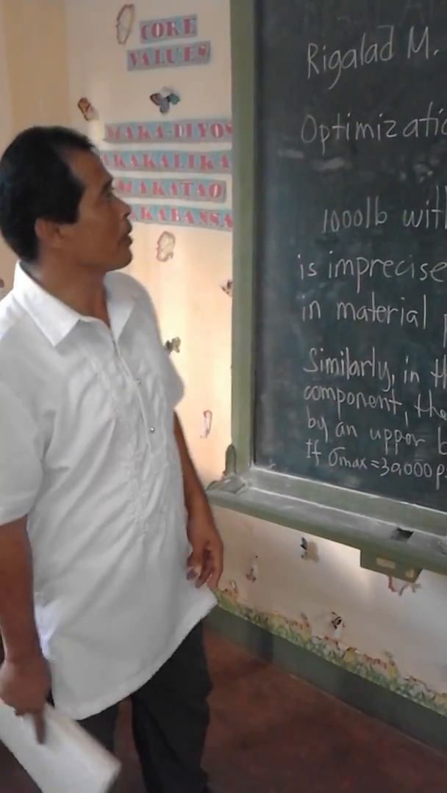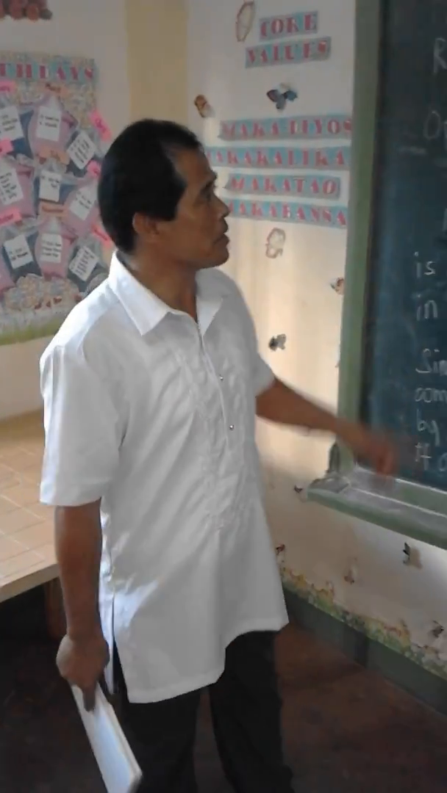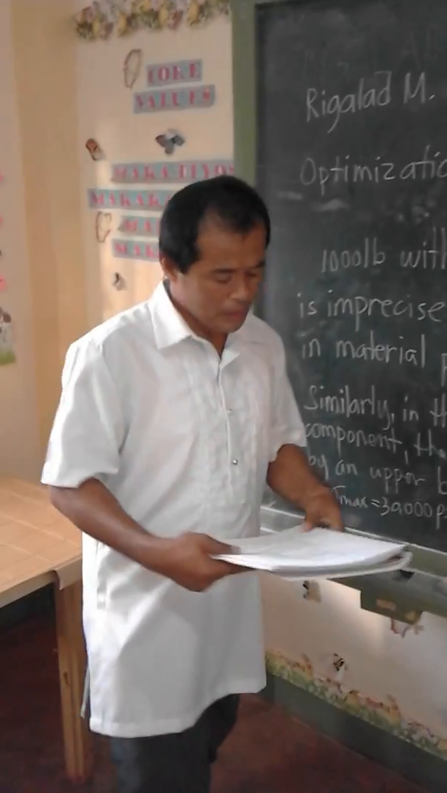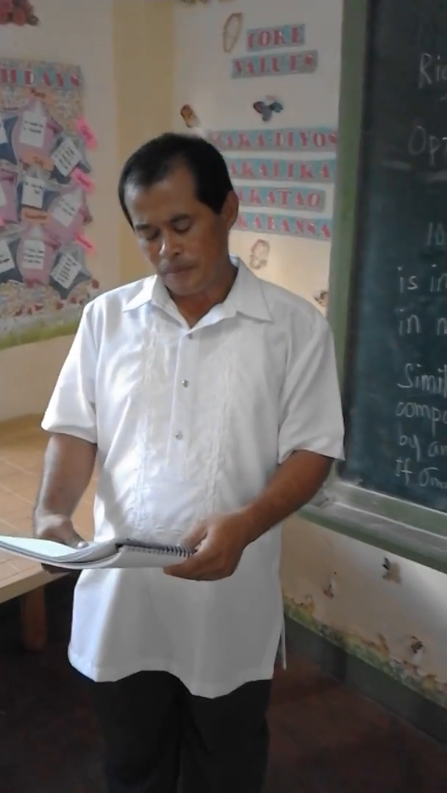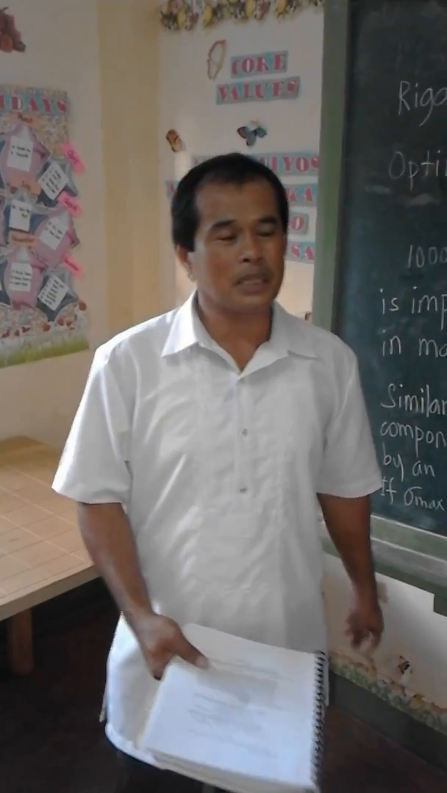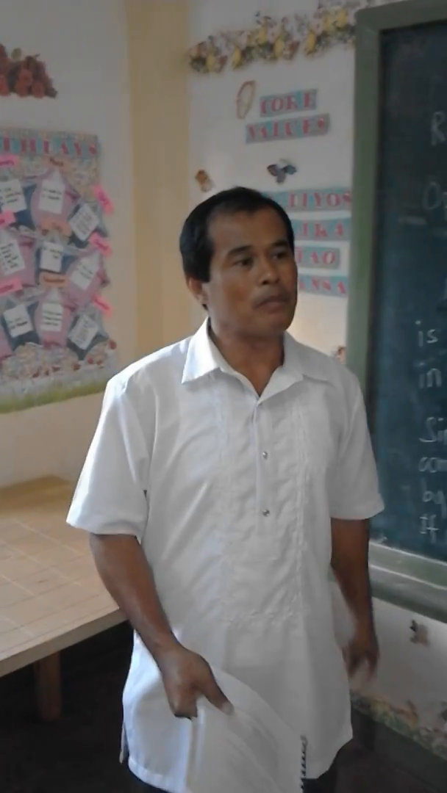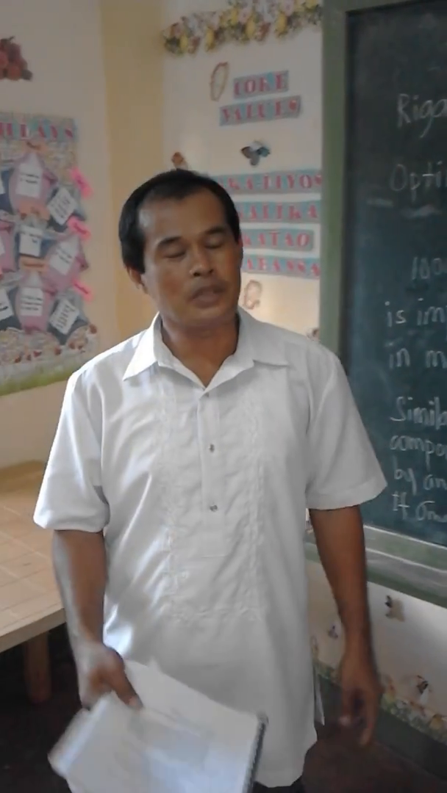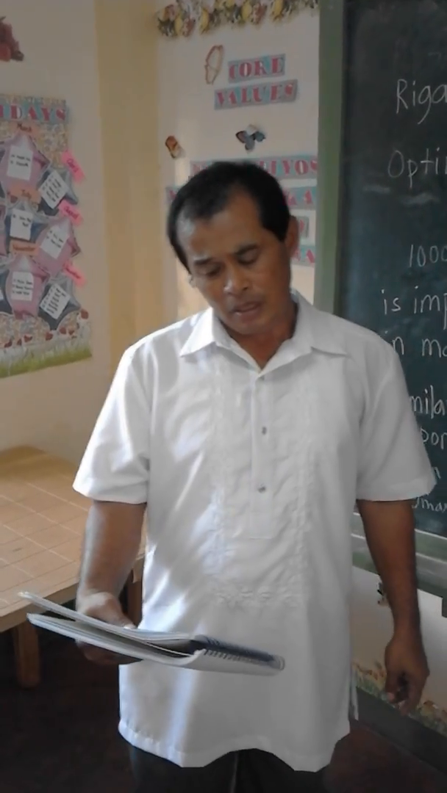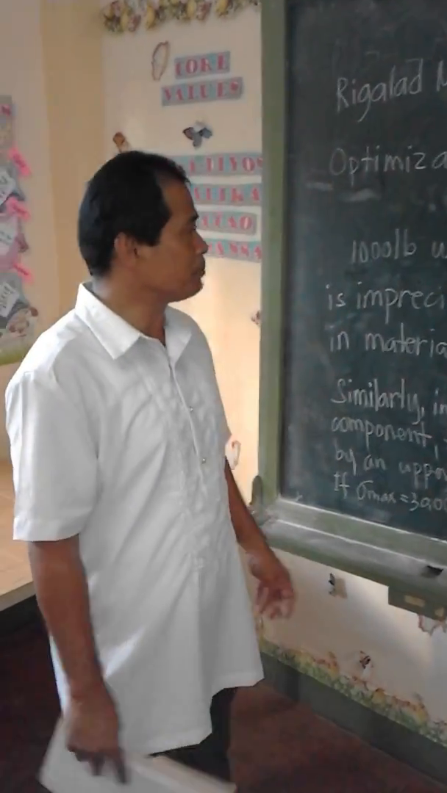This afternoon, I'm going to deliver a report which is all about the optimization of fuzzy systems. In traditional design, the optimization problem is stated in precise mathematical terms. However, in many real-world problems, the objective functions and the constraints are stated in vague and linguistic terms.